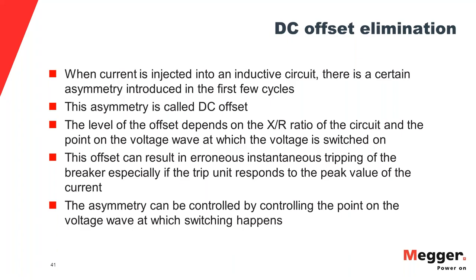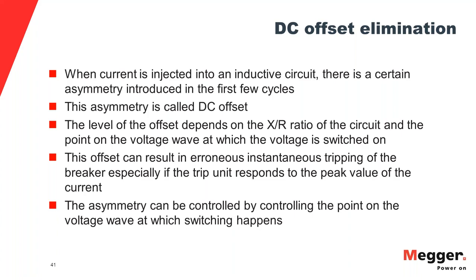The level of this offset or asymmetry is dependent on the X by R ratio of the circuit. X is the reactance of the circuit, R is the resistance, and also the point on the voltage wave at which the circuit is closed. The way this offset can affect your primary injection testing is during instantaneous tests, where if you have a really high peak because of the offset, then the trip unit that responds to peak values can trip the breakers, or even trip units that read the RMS value will read a higher RMS value than what it should be, and they can result in the tripping of the breakers. So it can result in incorrect instantaneous pickups being recorded. So to get accurate results, the asymmetry needs to be controlled.